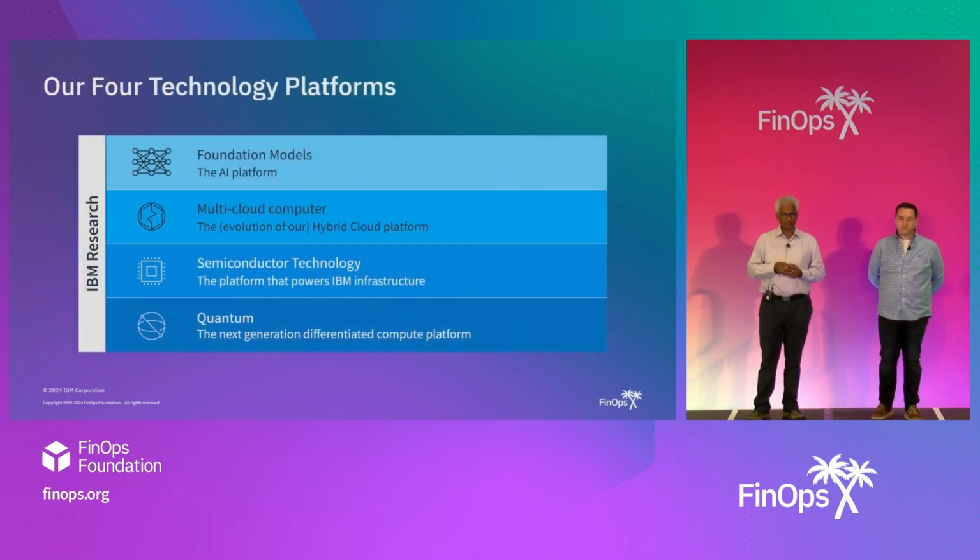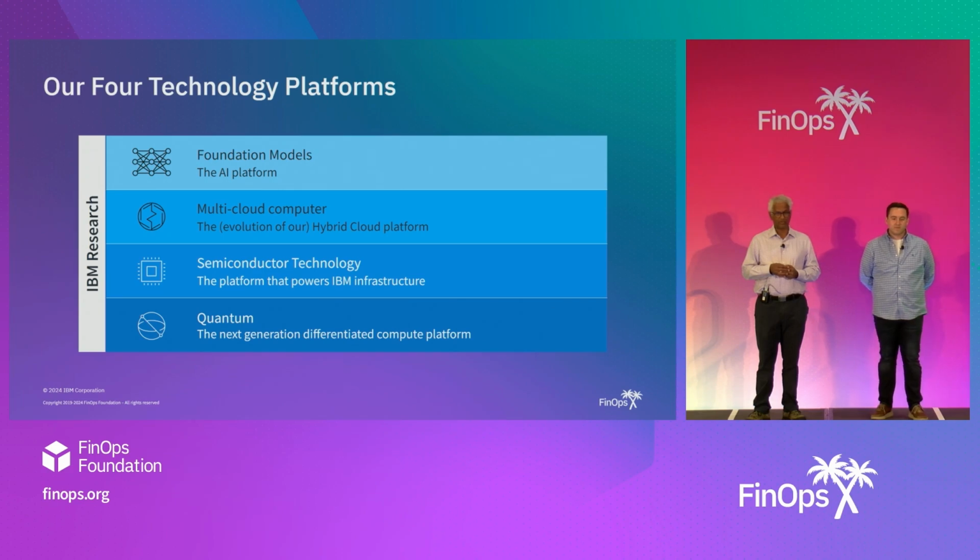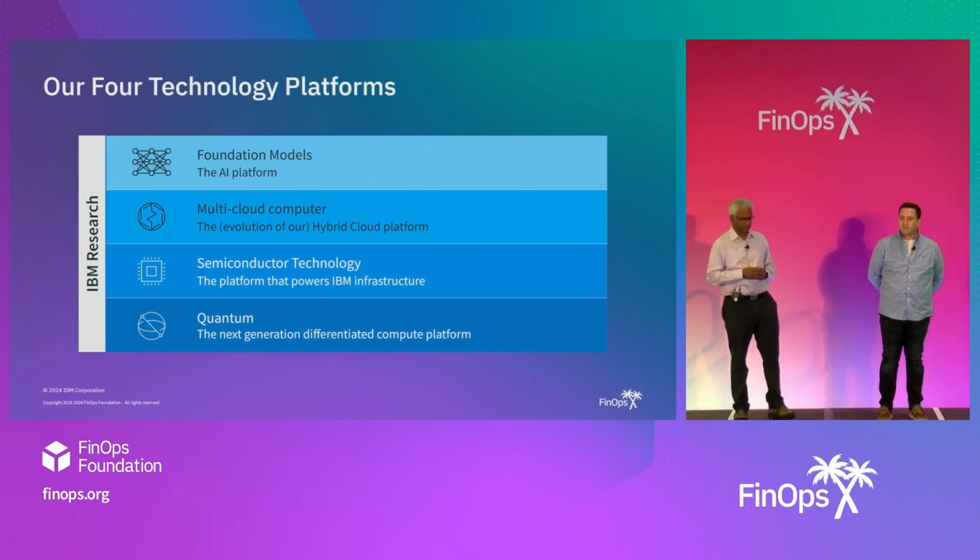To sum it up, we have 4 different platforms that we're working on: foundation models and AI, hybrid cloud multi-computer, the semiconductor technology platform, and then the next generation differentiated compute platform that we think will fundamentally change the way we can do some things. Back to you, AJ.